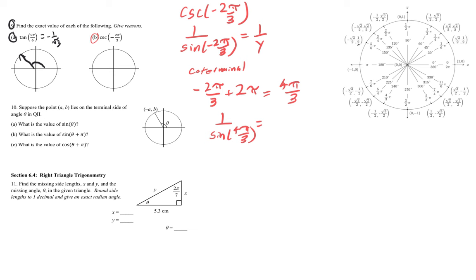So 4 pi over 3 happens right here on our graph. So we're going to go over, around, right here. And we want 1 over the y value. So the y value is negative square root 3 over 2. So now we're going to write this in a nicer way, negative 2 over square root 3, or another way to write that is negative 2 square root 3 over 3.